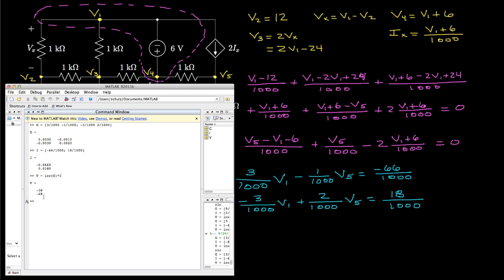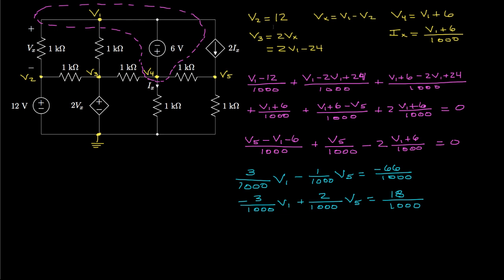Now once I know V1 and V5, I can use these expressions. I can solve for V4, I can solve for V3, and I already know V2, so now that I know V1, V2, V3, V4, and V5, I should be able to find any current or any voltages in this circuit.